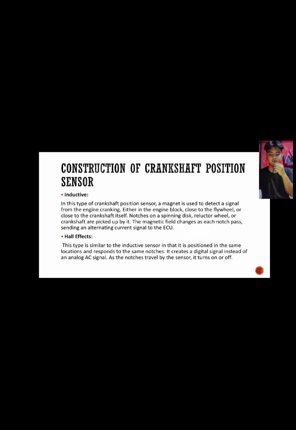Hall effect. This type is similar to the inductive sensors, in that it is positioned in the same location and responds to the same notches. It creates a digital signal instead of an analog AC signal. As the notches travel by the sensor, it turns on or off.